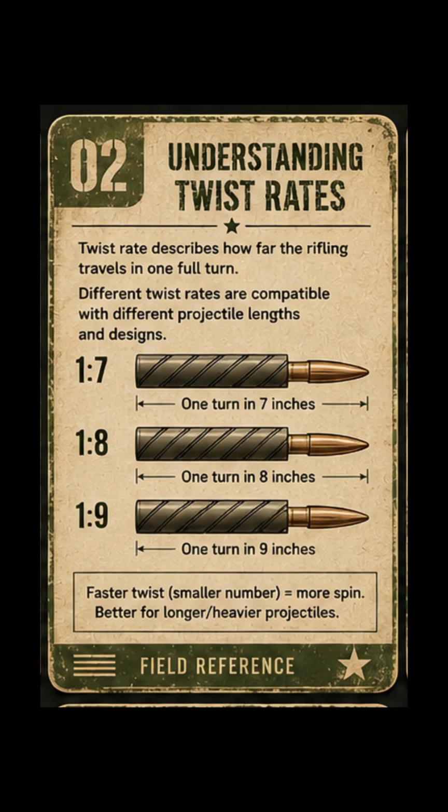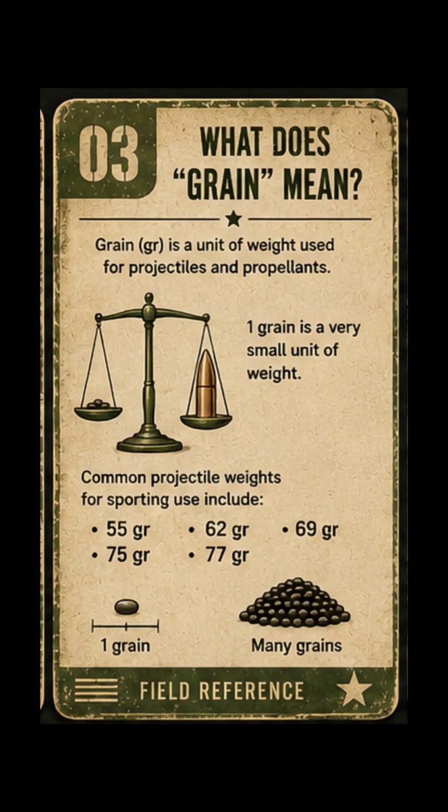Understanding twist rates. Twist rate describes how far the rifling travels in one full turn. Different twist rates are compatible with different projectile lengths and design. The 1:7, one turn in 7 inches. 1:8, one turn in 8 inches. 1:9, one turn in 9 inches. Faster twist, smaller number, equals more spin. Better for longer, heavier projectiles.